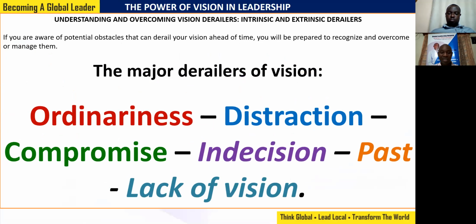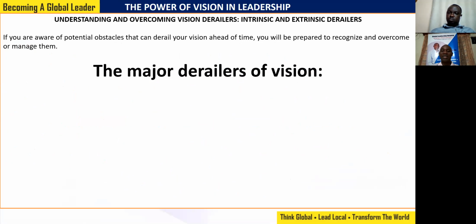And I will conclude with some derailers. What can derail the vision? What can distract our vision? What are some of the challenges that we anticipate can derail or hinder or distract our vision? The major derailers of vision. Maybe let me pause there just to hear from you also. What are some of the challenges or some of the derailers of vision? Because understanding and appreciating some of these derailers in advance will help us to see them when they come our way and also be able to work around them. So what are some of the derailers of a vision?